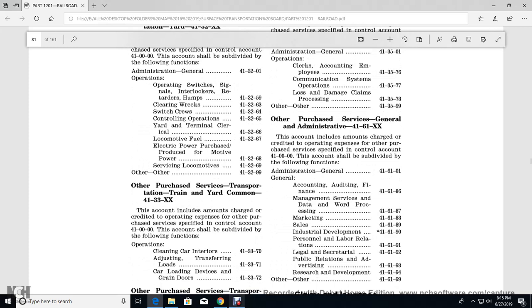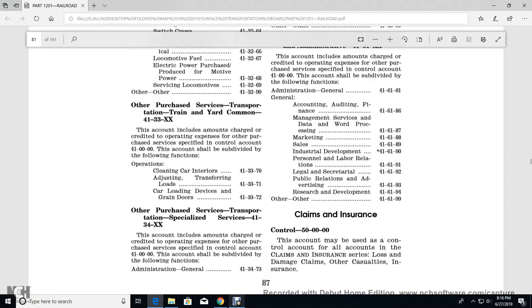Transportation train yard common, 4133 double X. They include the amount charged to the credit of the operating expense, other purchased services specified in control account 4100. The account is subdivided in the following: operation, cleaning car interior, adjusting, transfer, loading of the car loading device and grain doors, other purchased services.